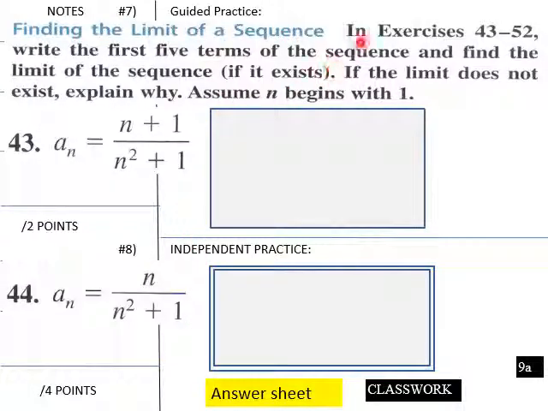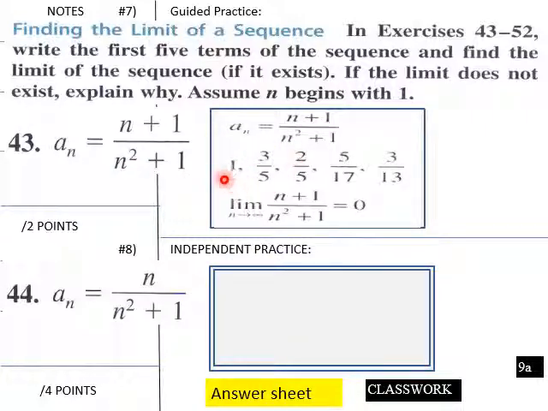Okay, let's try one here. Write the first 5 terms of this sequence and find the limit of the sequence if it exists. If the limit does not exist, explain why. Assume n begins with 1. So for this one, a sub n equals (n plus 1) over (n squared plus 1). We start with 1, and as we increase, we get 3 over 13 here. It eventually will equal 0 because the degree in our denominator is greater than the degree in the numerator. And students, this is on you, so start that one.